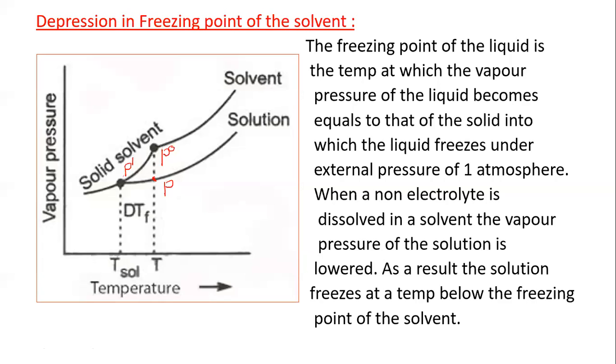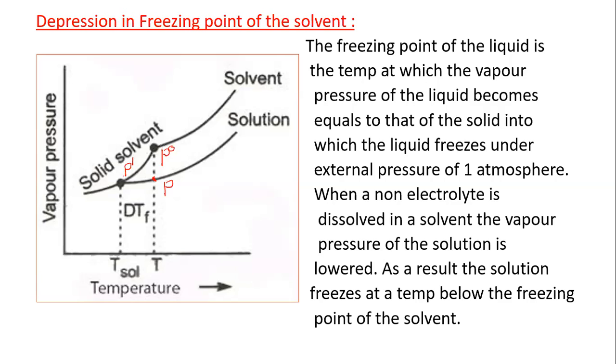During the freezing process, we have to decrease the temperature of the liquid, and when the temperature of the liquid decreases, the vapor pressure also decreases. And when the vapor pressure of the liquid becomes equal to the vapor pressure of the solid, then the liquid freezes and the liquid is converted into the solid state.